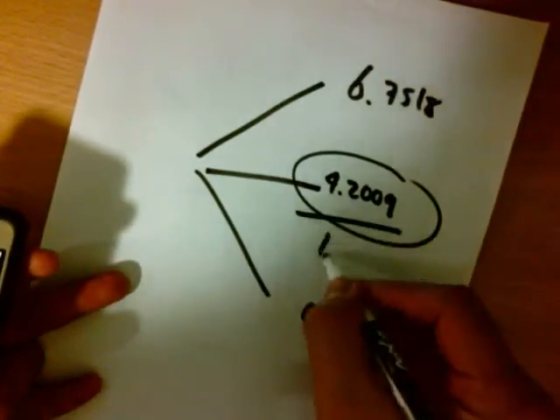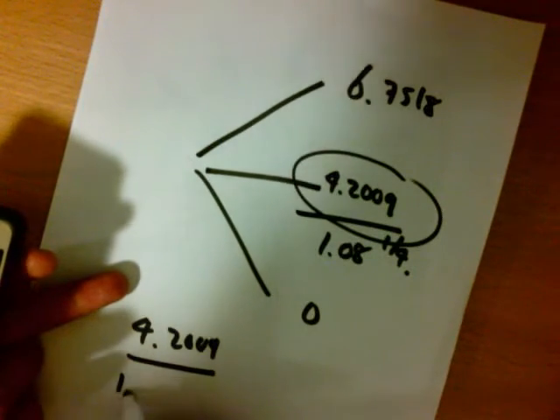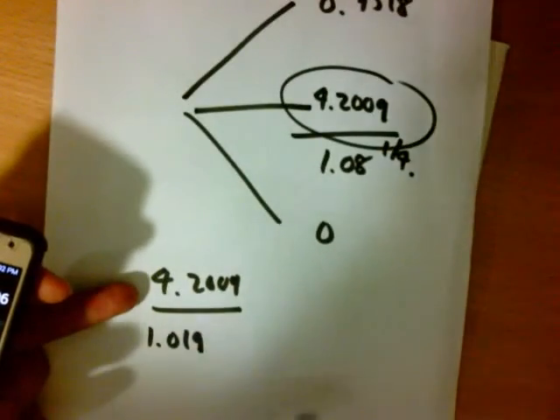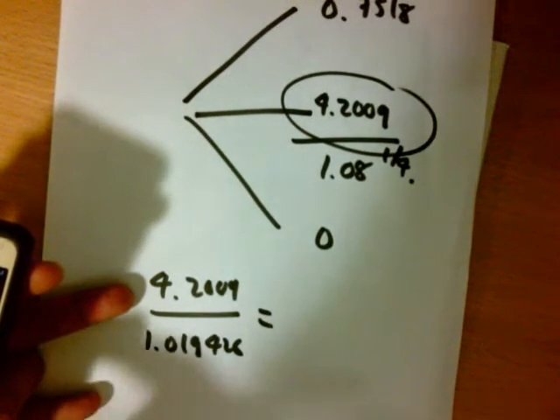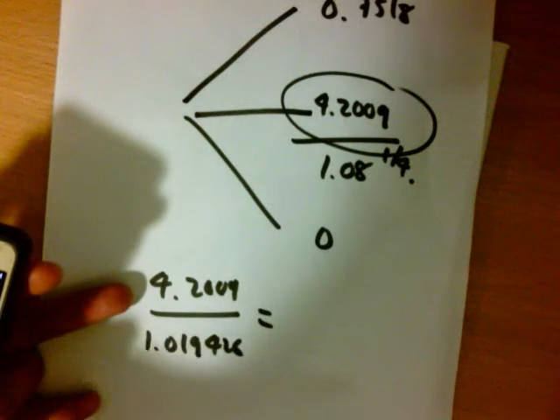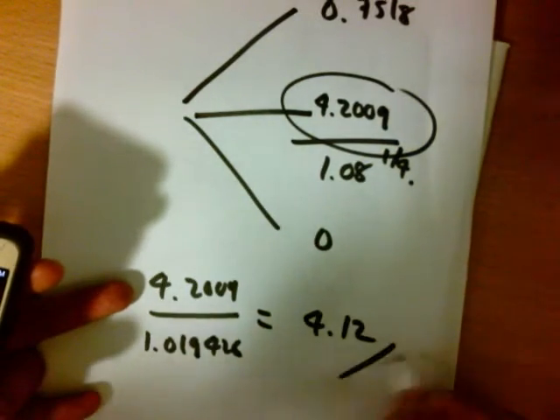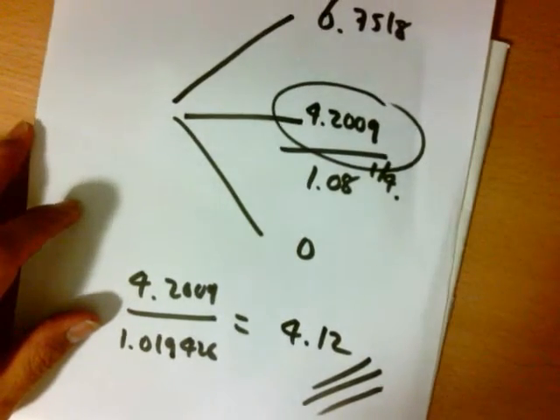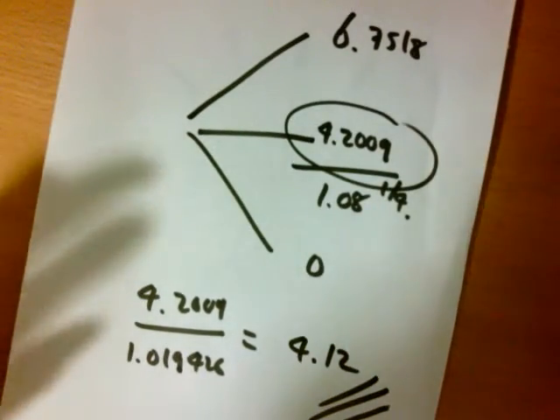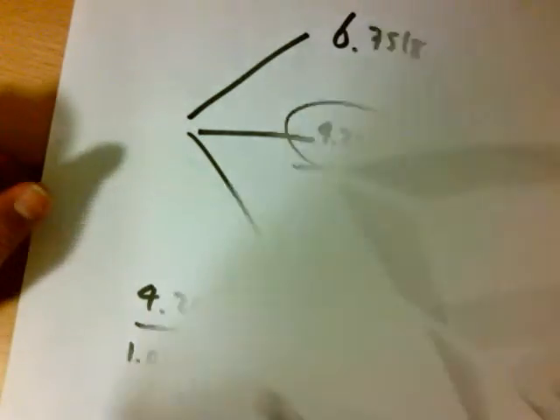So I will divide that by 1.08 to the 1/4 power. So that's going to be 4.2009 divided by 1.019426, and that should give me 4.12 right there. Okay. All right. So that is how you do the binomial option pricing model for a call option with 1 period and 2 periods. Okay. All right.